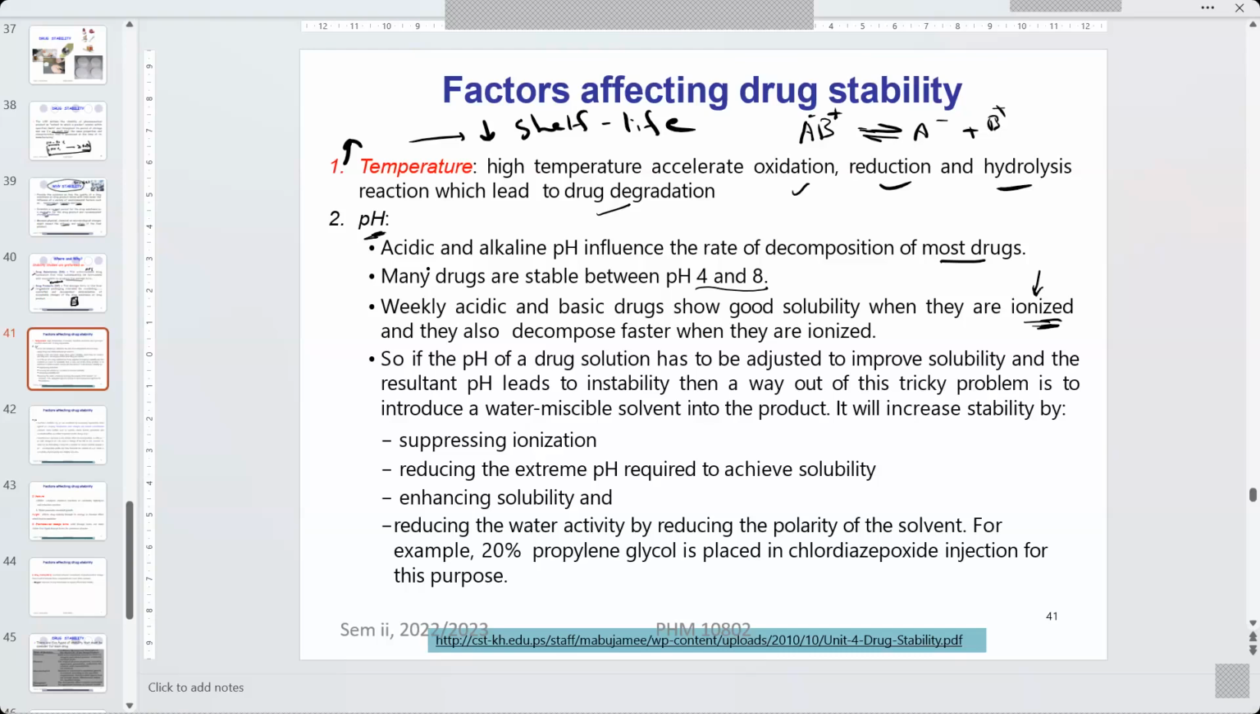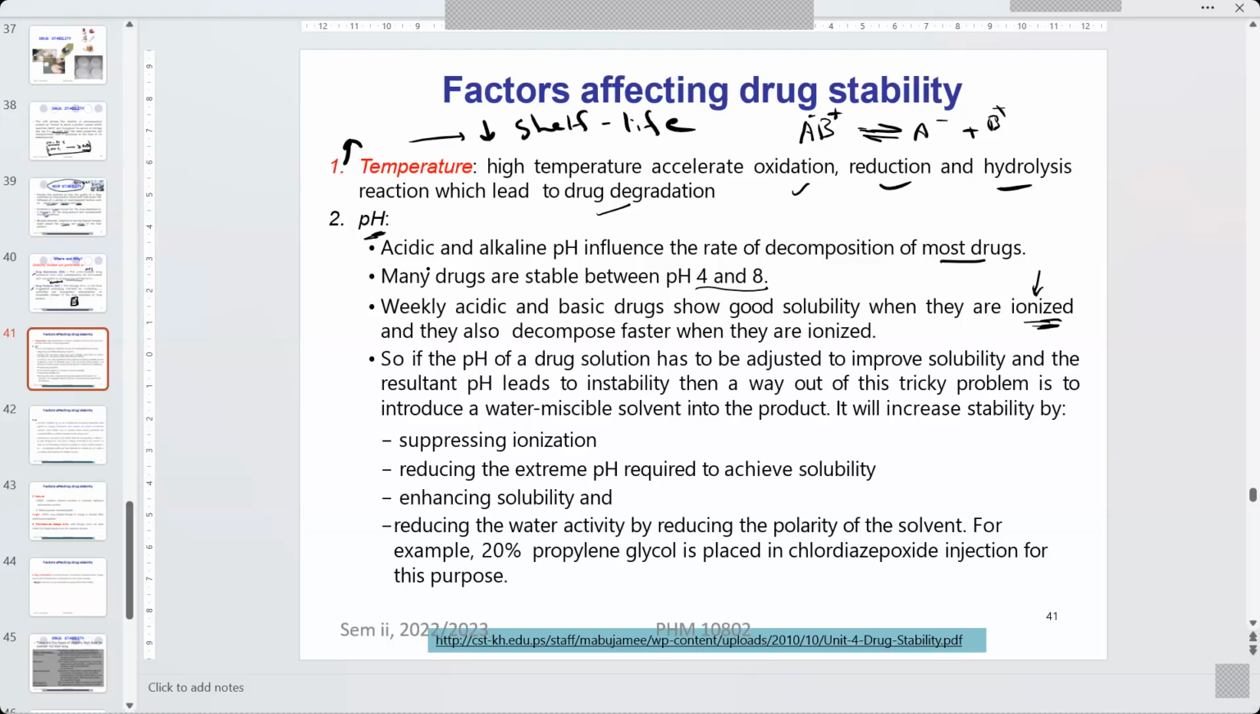Now we want to dissolve. So for an acidic drug, I will put it in a basic medium. It will be more ionized, it will dissolve, but it will decompose faster. So you have to choose a point of pH where you can dissolve, but the degradation rate is not very fast. You can keep it stable within the shelf life.